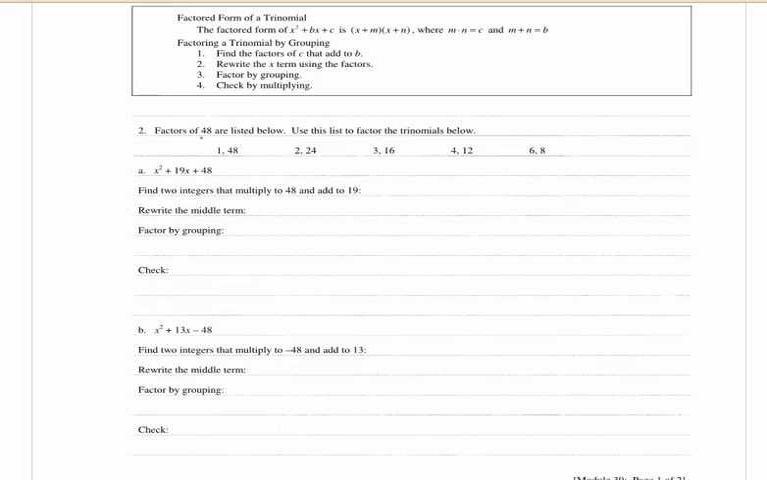In 2, factors of 48 are listed below, and they want us to use this list to factor the trinomial below. So in our factors, we have 1 and 48, 2 and 24, 3 and 16, 4 and 12, and 6 and 8. And then it says find two integers that multiply to 48 and add to 19. And our two integers, our factors above that multiply together to 48 and add to 19, are going to be 3 and 16. So now we want to rewrite our polynomial with the middle term split.